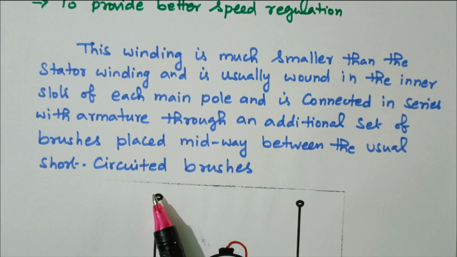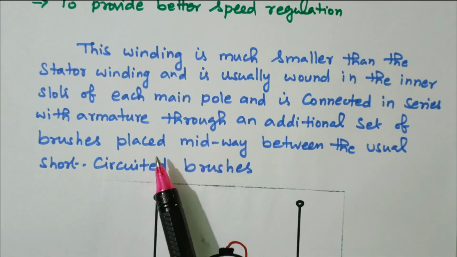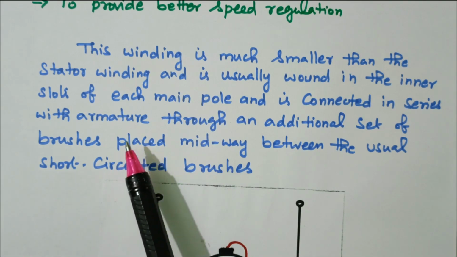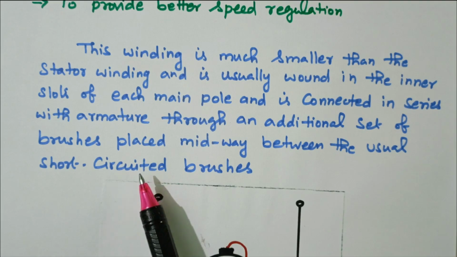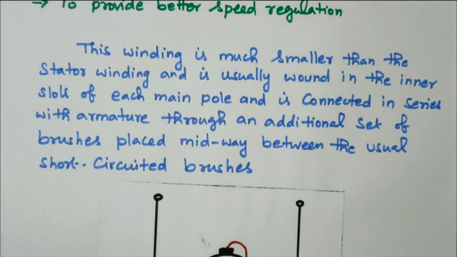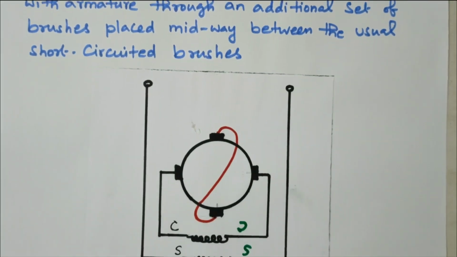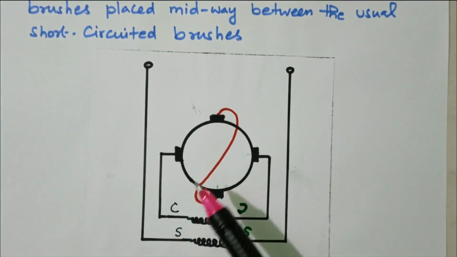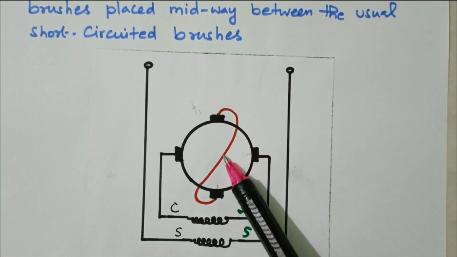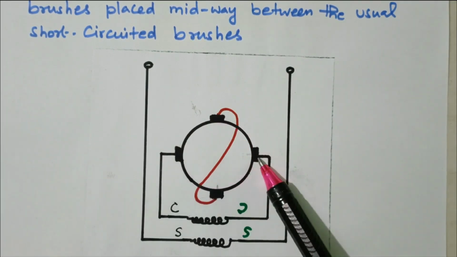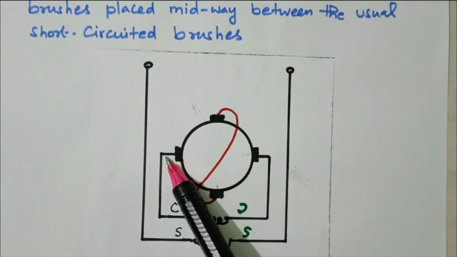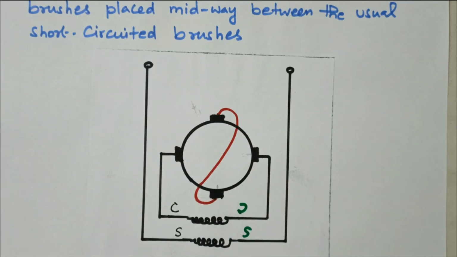So the normal brushes are available in one direction, and approximately perpendicular to them another set of brushes is there midway. In that, this compensating winding is connected, and the other two brushes are short circuited brushes. Refer to this diagram. So these are the normal brushes, that is short circuited. At the midway we have another set of brushes, in which this compensating winding is connected. So that will provide better power factor and speed regulation.